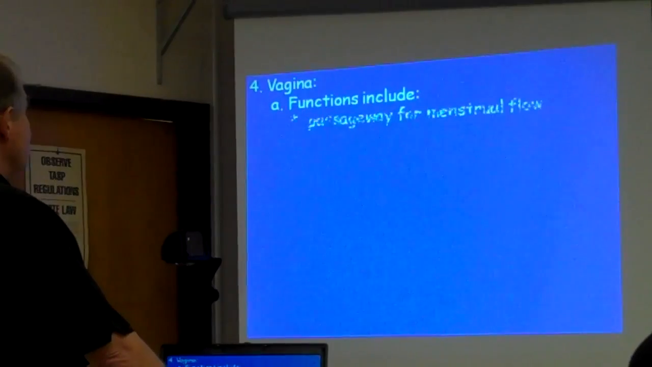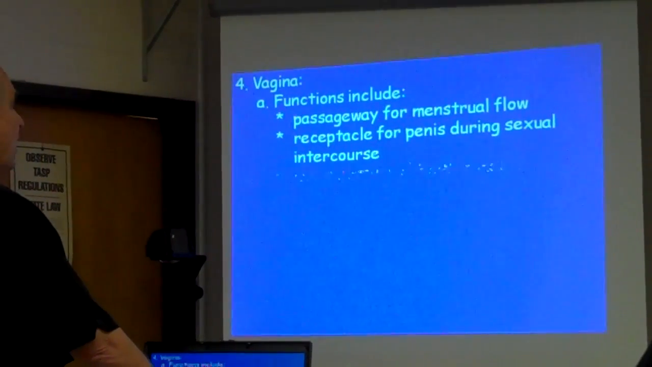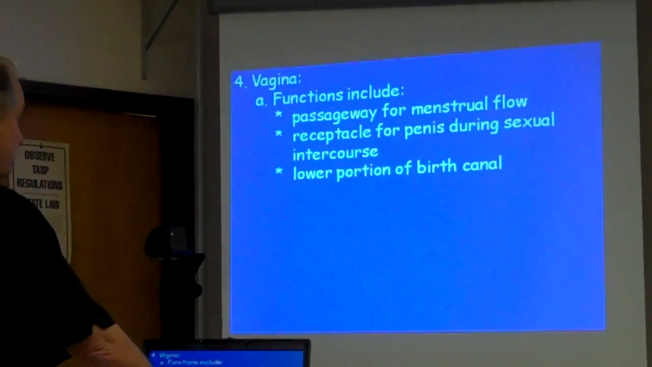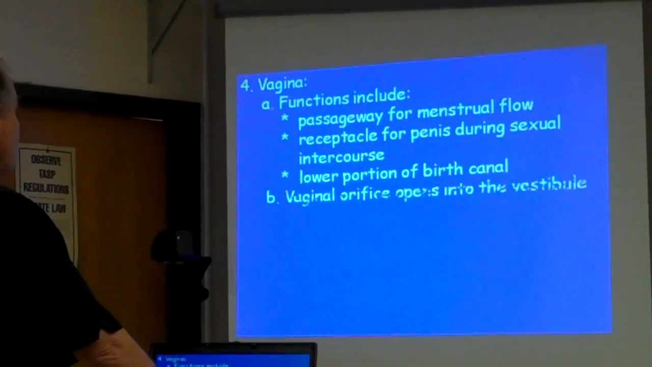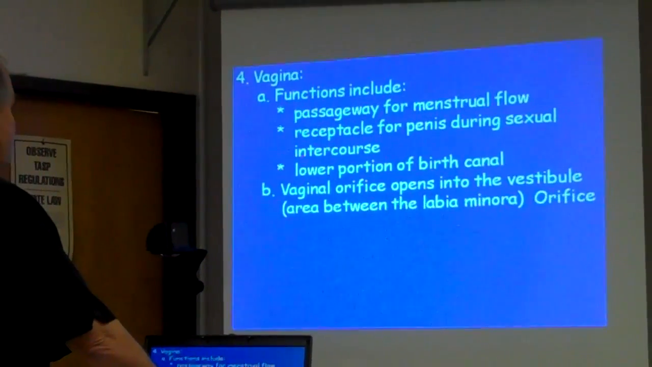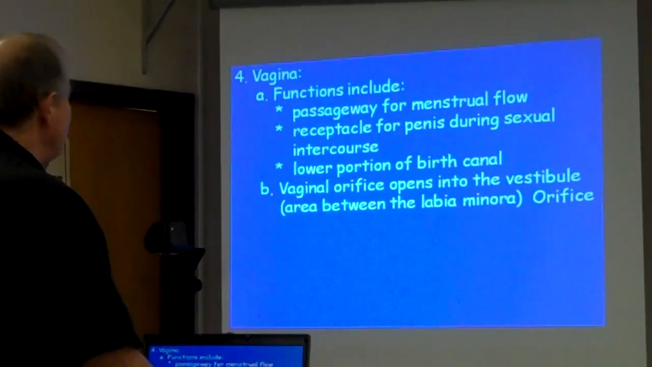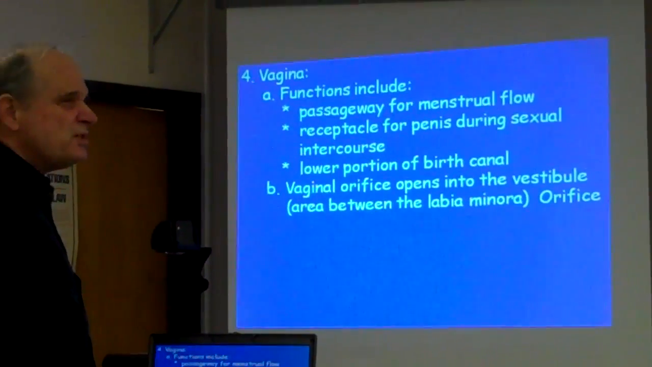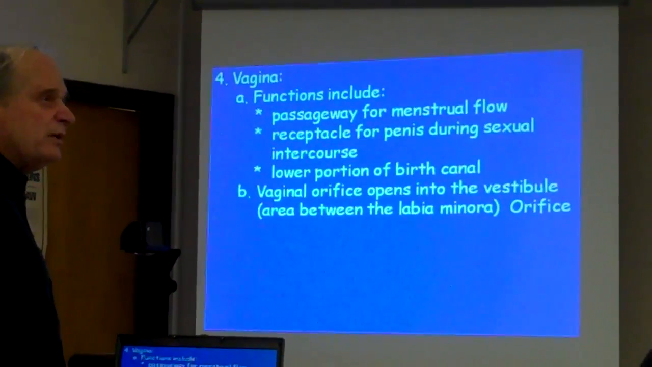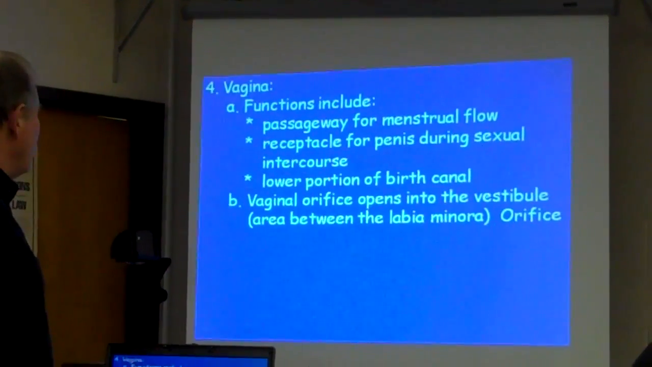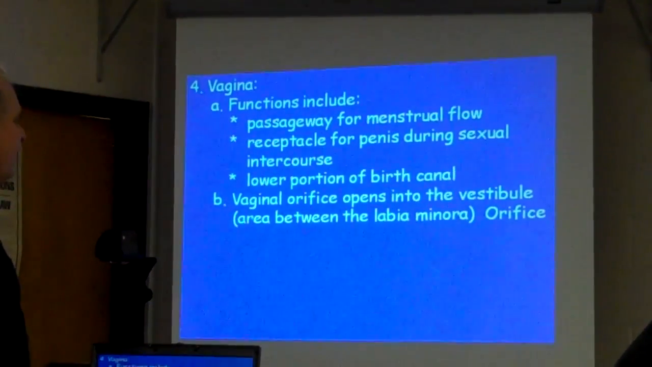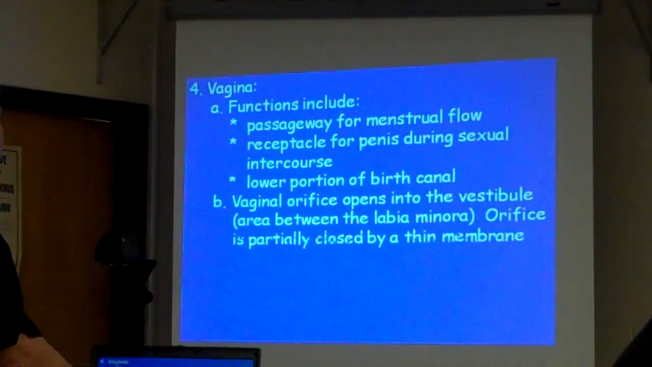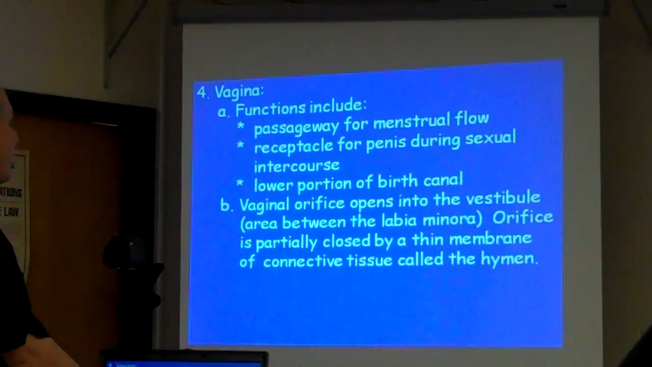The vagina functions include, of course, menstrual flow and sexual intercourse. It is the lower portion of the birth canal. Now there's the vestibule, the area between, and again, there are pictures of this you can look at in your book. The vaginal orifice opens into an area called the vestibule, and the orifice is partially closed by a membrane called the hymen.